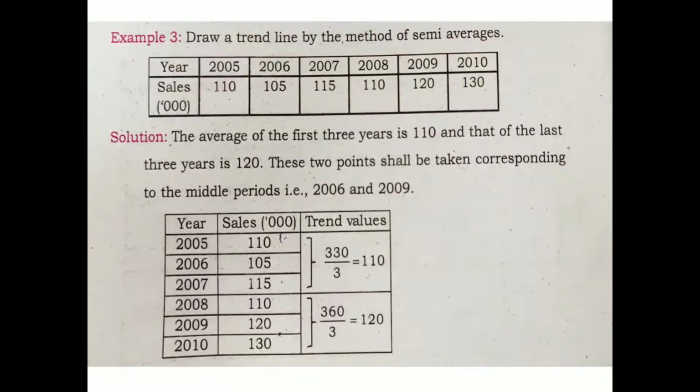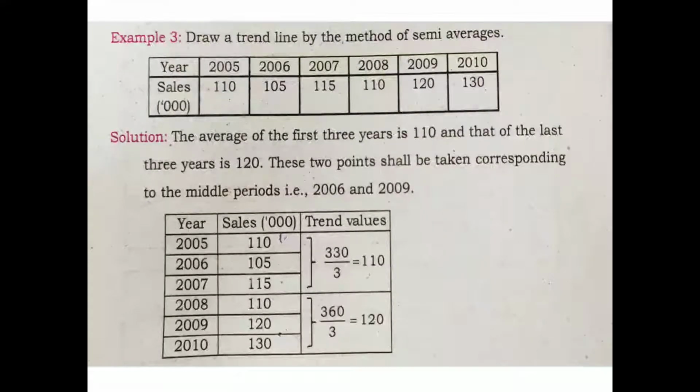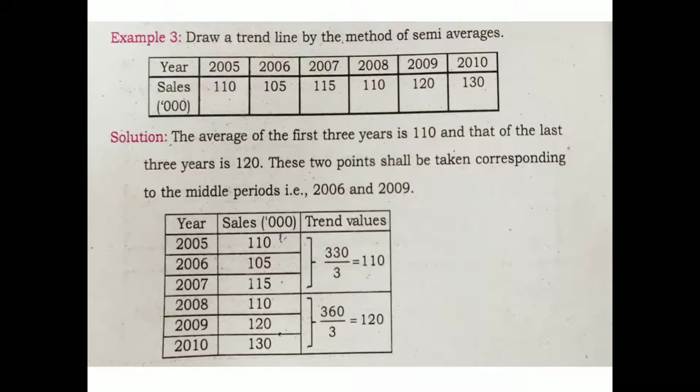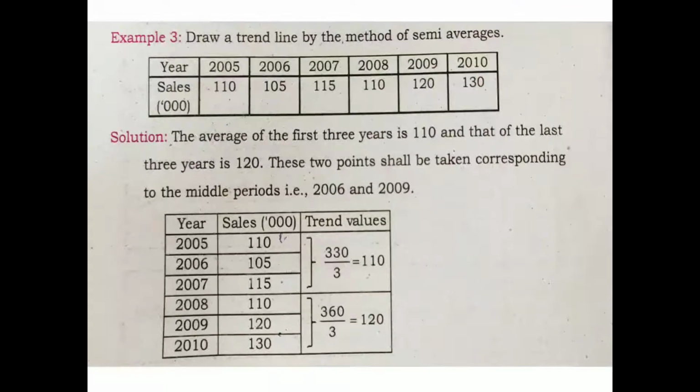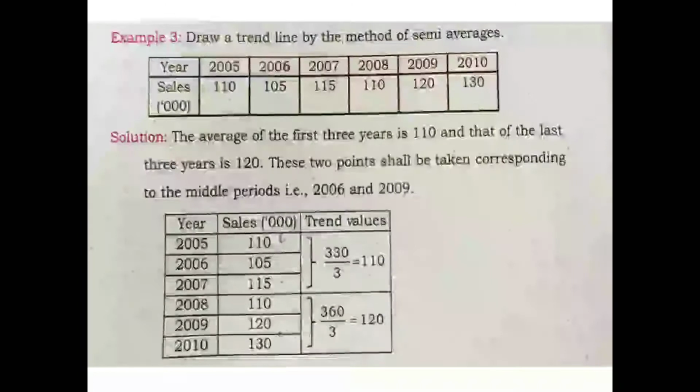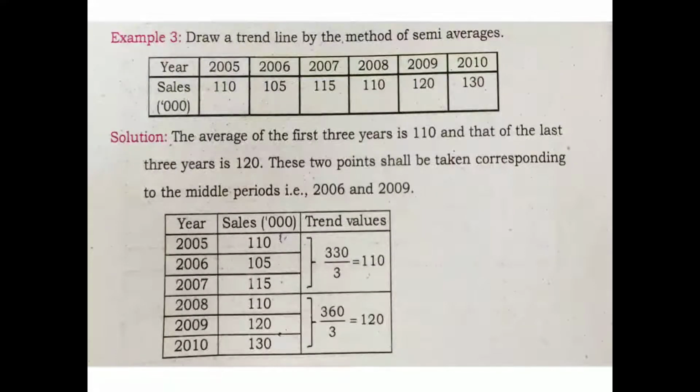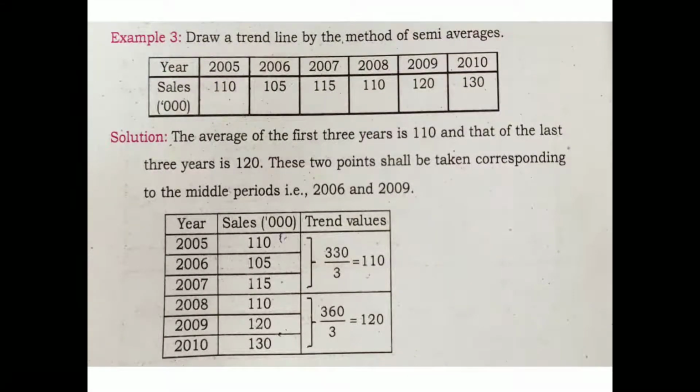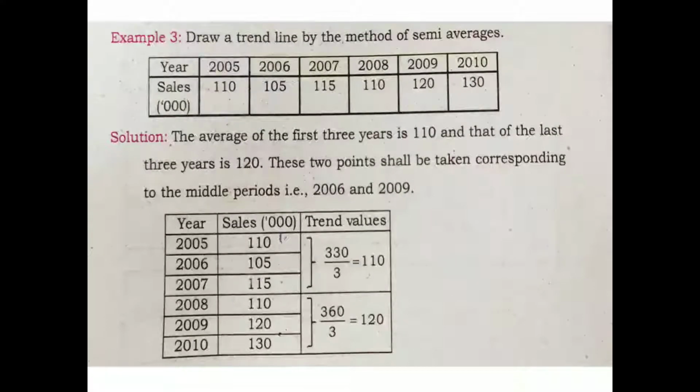First group them, because there are total 6 data points. So first you calculate the average of the first 3, that is 110, 105 and 115. The next group is 110, 120 and 130. That is the second group. You can see it has been solved in the tabular column. So 110 plus 105 plus 115 gives you 330, divided by 3, which gives you 110.